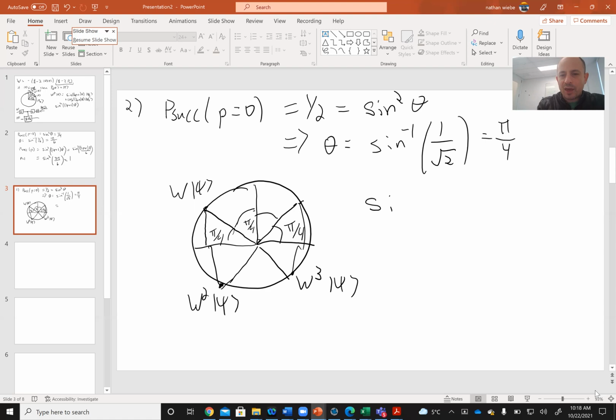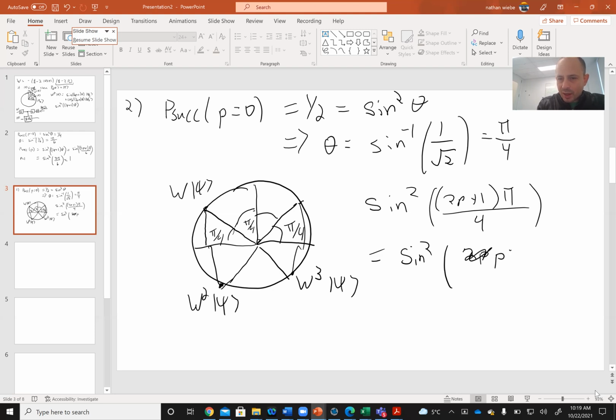Algebraically, we can actually take a look at this and say, okay, well, sine squared of (2p+1)π/4, this is equal to sine squared, well, I guess it's always going to be, or sorry, it'll be p times π/2 plus π/4. And we can end up seeing, just using standard trig identities on this, that this is always equal to 1/2. Okay, so that is how we run into this weird problem, right?